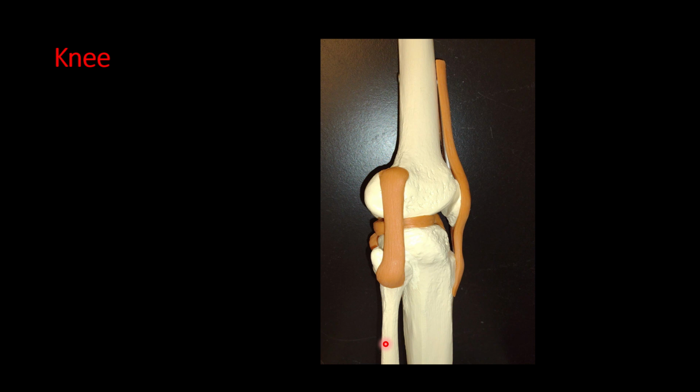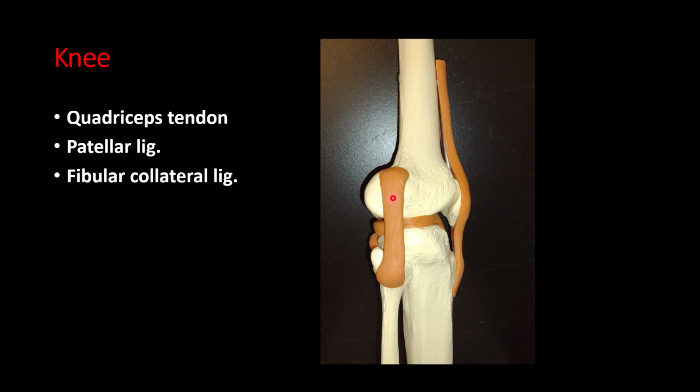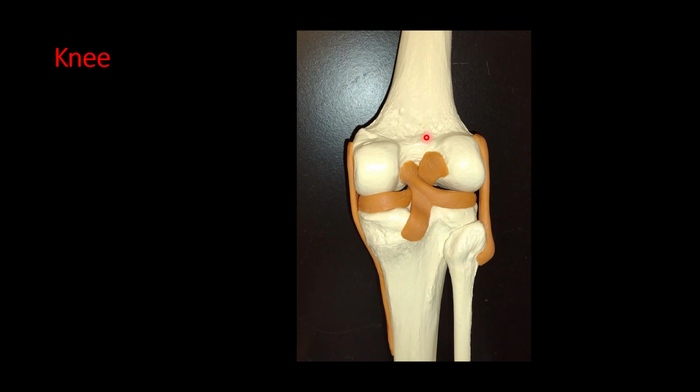So lateral view. So quadriceps tendon. This is quadriceps tendon. Patellar ligament. Fibular collateral ligament. Lateral meniscus. So this is the posterior view. So this is femur, and this is the medial condyle, this is the lateral condyle, and if you come here, this is tibia, and this is fibula.